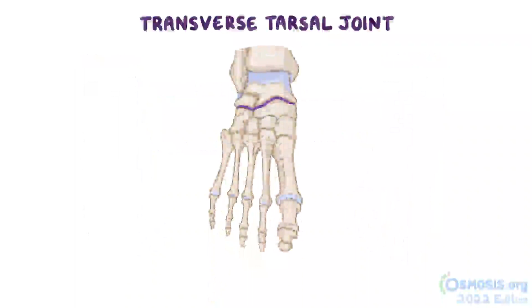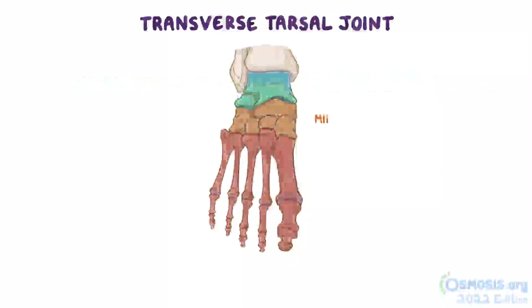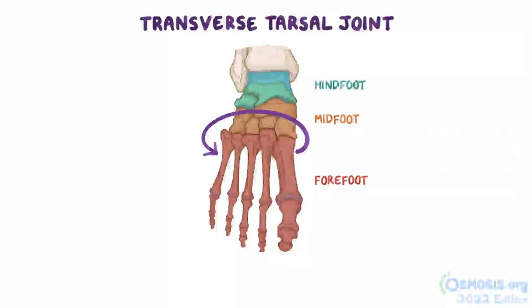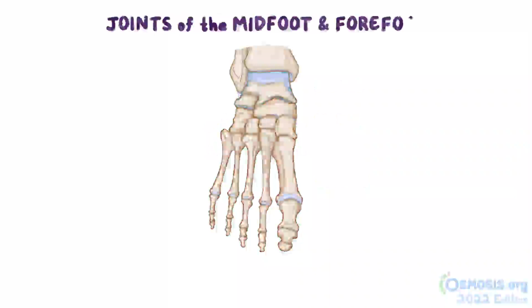Next, the transverse tarsal joint is a compound joint formed by two separate joints aligned transversely, the talonavicular part of the talocalcaneo-navicular joint and the calcaneo-cuboid joint. At this joint, the midfoot and forefoot rotate as a unit around the hindfoot. Let's take a look at those joints of the midfoot and forefoot.